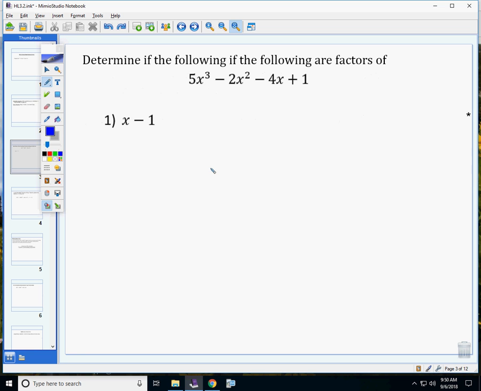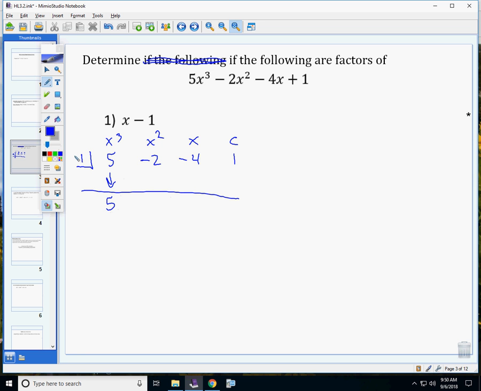So we want to determine if the following is a factor of f of x. So we'll try x minus 1. As I set up synthetic division, I would put a 1 inside the box. Remember, I need to represent every power all the way down to the constant. So I have a 5, a negative 2, a negative 4, and a 1.